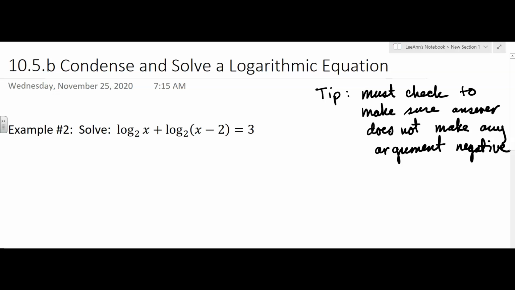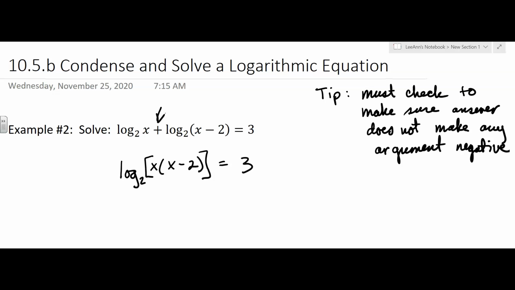Okay, so what we're going to do here, you'll notice you have two logarithms on the left, right? So we're going to condense it. We're going to make it log base 2. And then I'm going to make this x times x minus 2. So I'm taking the addition out and putting it back as multiplying those arguments with one logarithm. So it goes back to 10.4 when we were condensing a logarithmic expression.